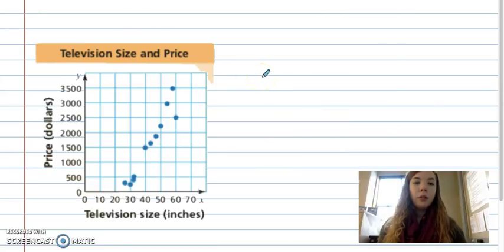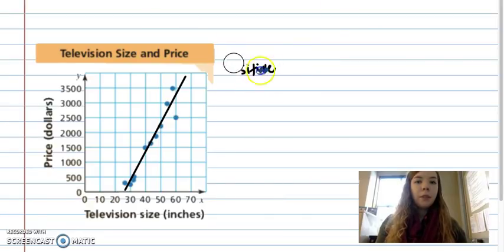Okay, so this is our first graph for today that you're going to cut and paste into your spiral. And I would say that from left to right this is going up. I could put a line in the middle. So we're going to say that this is positive. I'm going to go ahead and type it instead. A positive linear relationship.